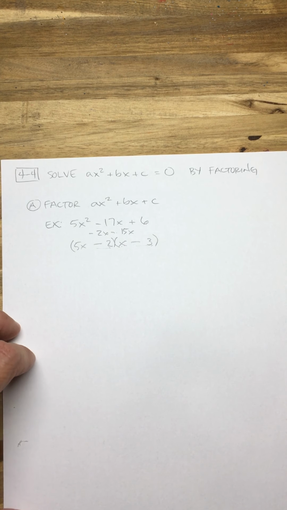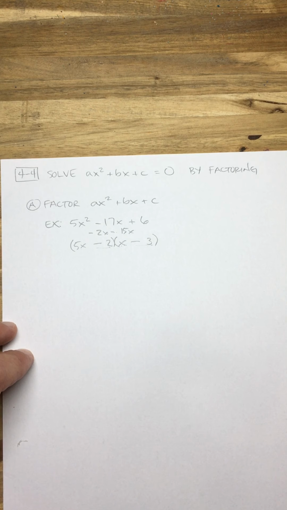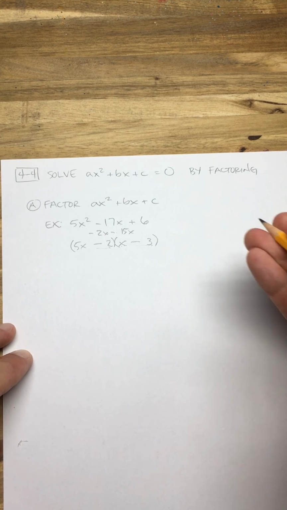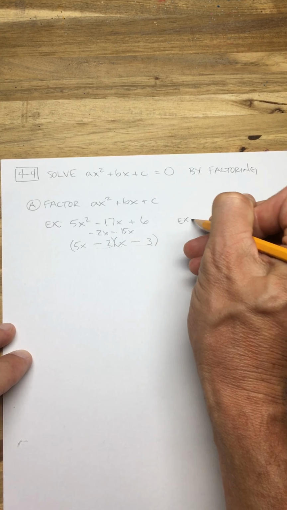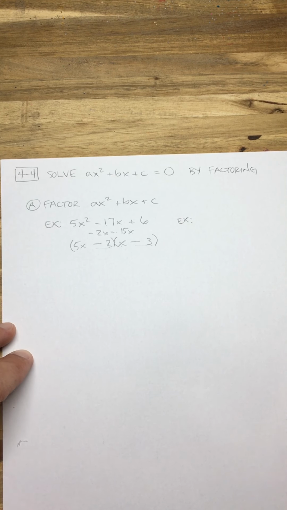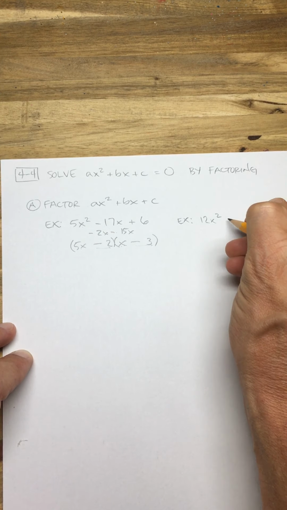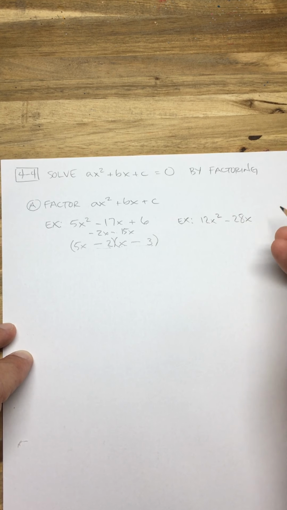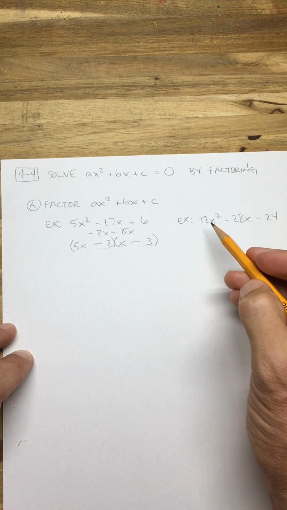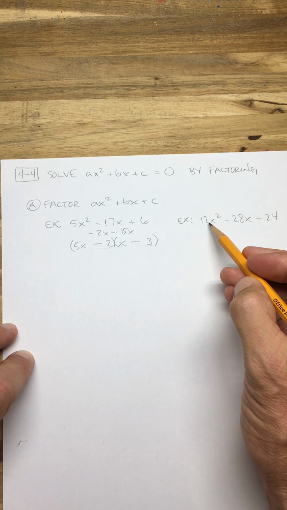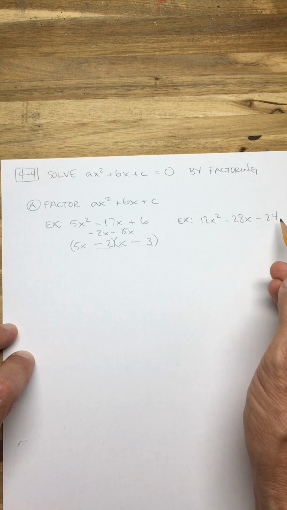All right, again, if this is going too fast, just pause or rewind and watch it again. Let's do another example, okay? How about 12x squared minus 28x minus 24. I don't know if you noticed this, but this is an even number, that's an even number, and that's an even number.